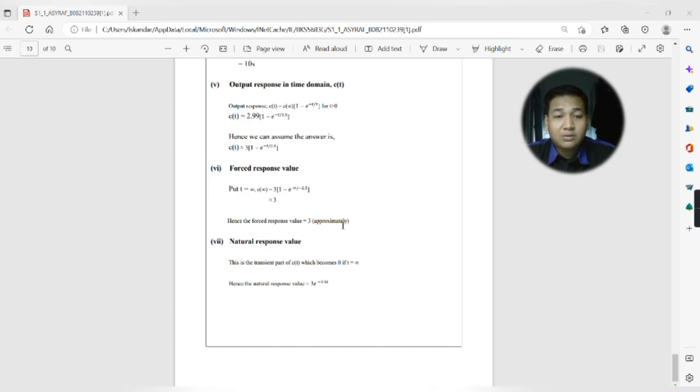And the final question is about the natural response value. This is the transient part of c(t), which becomes 0 if t equals infinity. Hence the natural response value will be 3 e to the power of negative 2.5 t. We get this answer from this equation. We just substitute the 3 into the box with the exponent, and then we will get the natural response value. And that's all from me, and thank you.